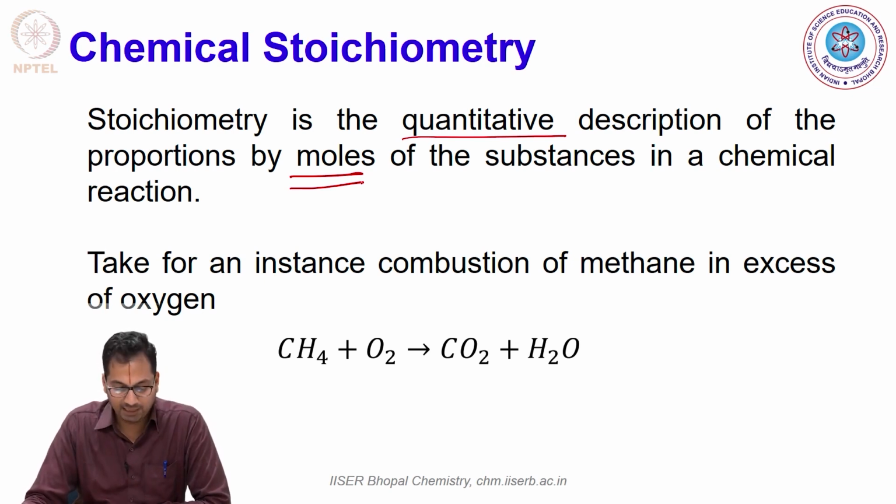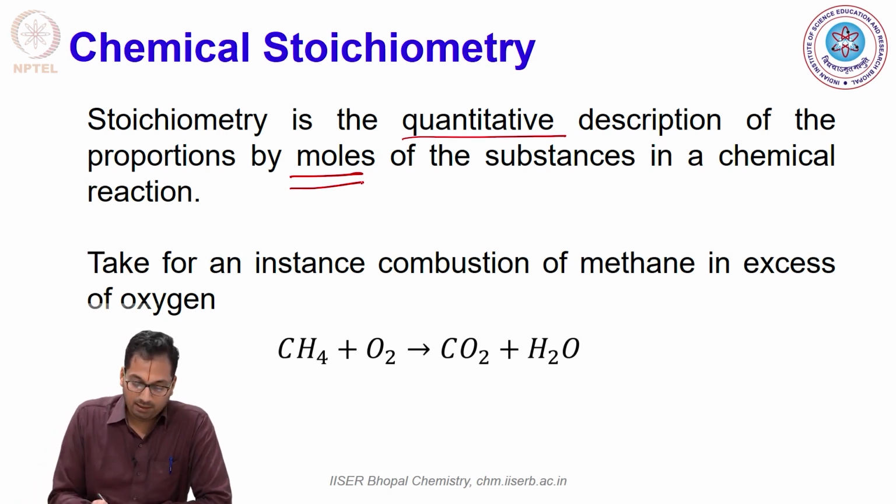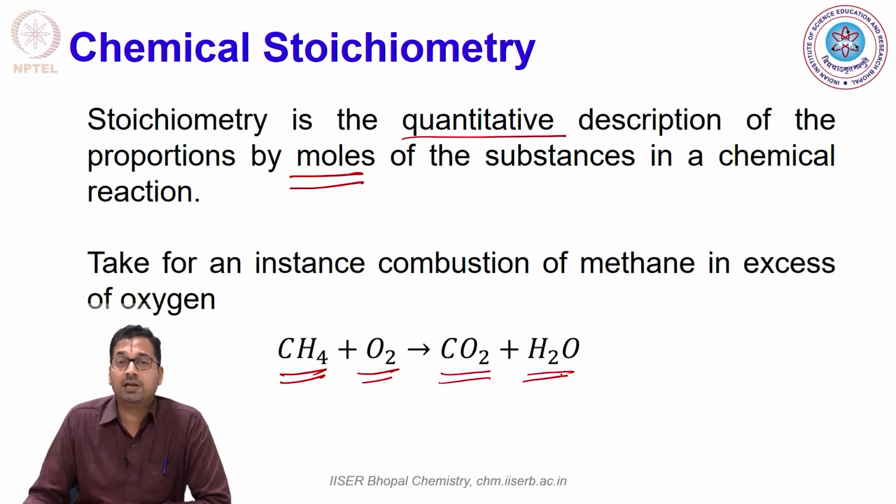Let me repeat, stoichiometry is the quantitative description of the proportion by moles of the substances in a chemical reaction. Let's take for an instance the combustion of methane. Methane is CH4 and combustion happens in the presence of oxygen that results in the formation of carbon dioxide and water. Of course, here we are assuming it's complete combustion.